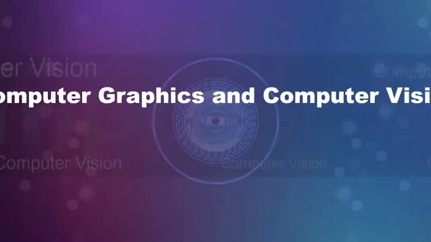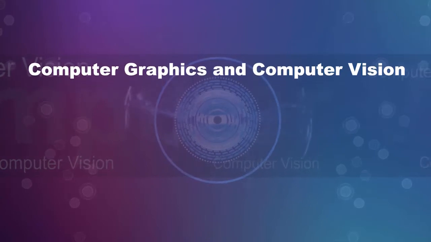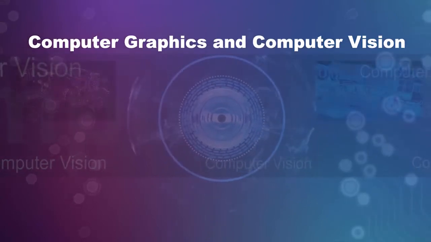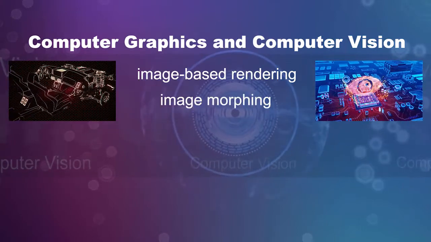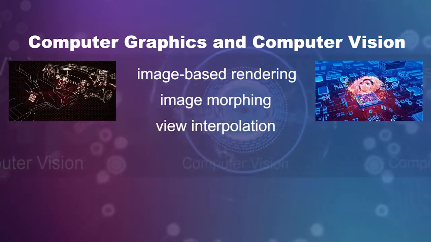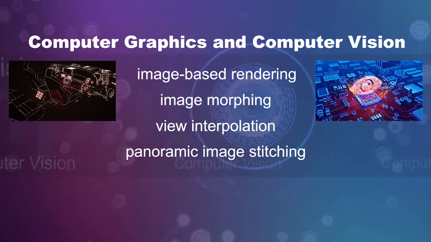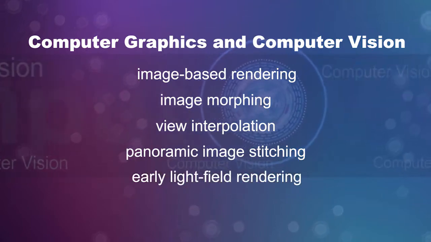Toward the end of the 1990s, a significant change came about with the increased interaction between the fields of computer graphics and computer vision. This included image-based rendering, image morphing, view interpolation, panoramic image stitching, and early light field rendering.